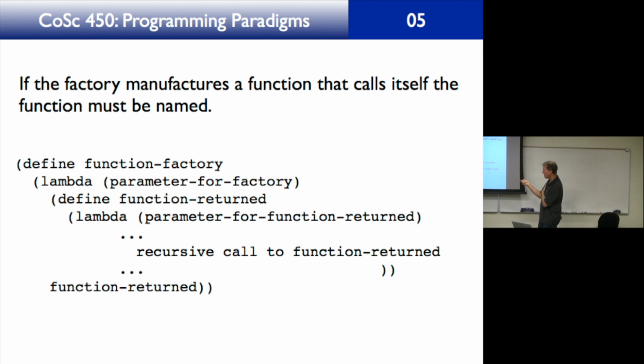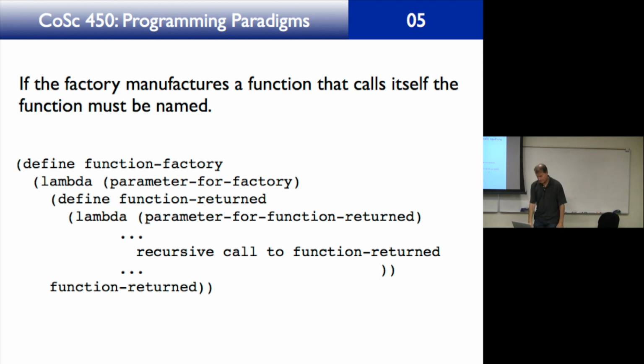So before we had lambda, but now instead of having lambda, we have lambda, define function returned, lambda. And then here, this is the code that defines the function. And then after we close out the definition of the function, we just say function returned, and that's what gets returned by the factory. And then it's returning a recursive function. Are you with me? Okay?